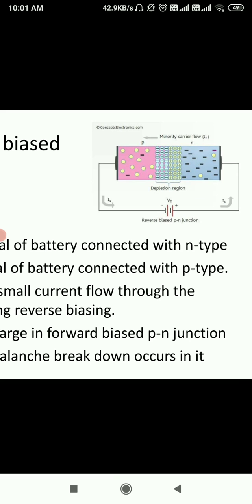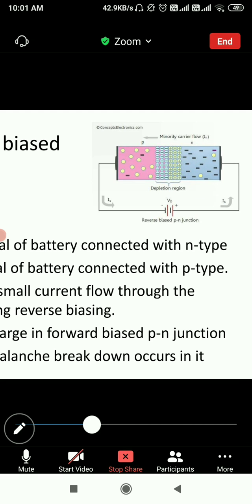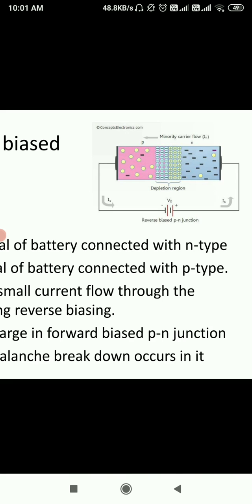Now here you can see when we connect the negative terminal of a battery to the p-type semiconductor, what will happen in p-type? We have holes as the majority carrier. What is the charge of holes? Positive. What are we connecting? Which terminal of the battery? Negative. So negative and positive will get attracted towards each other. So the holes will go towards the negative terminal of the battery.